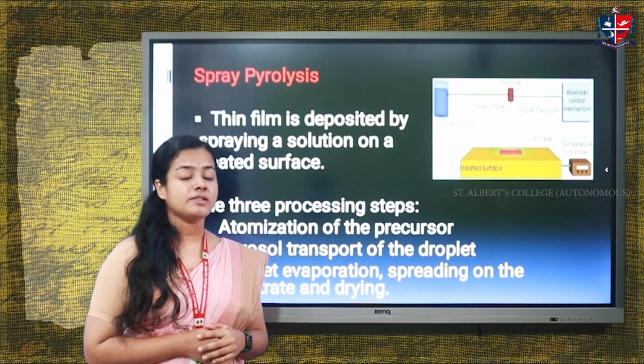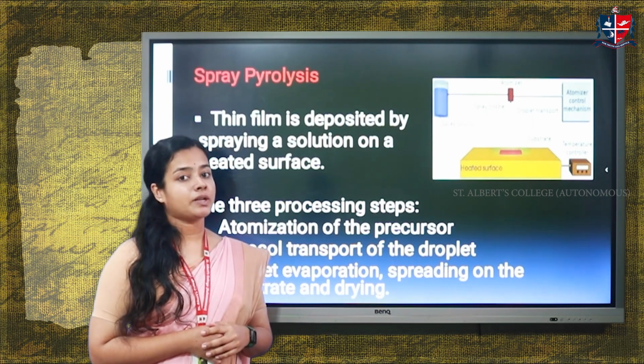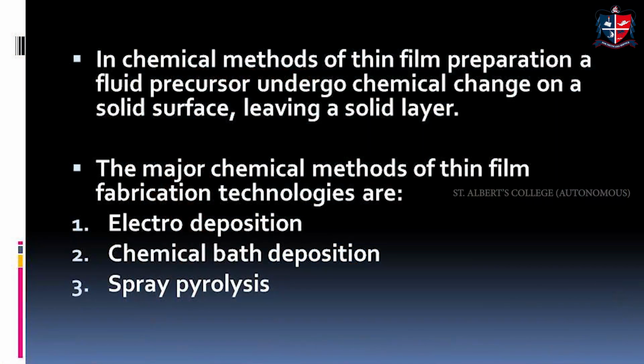So we have discussed three methods of chemical vapor deposition. The first one is electrodeposition, then chemical bath deposition, and finally spray pyrolysis.